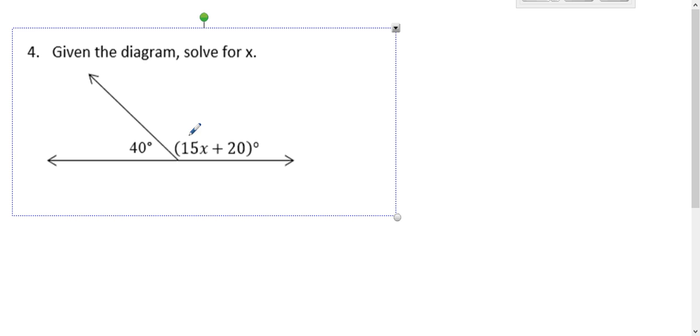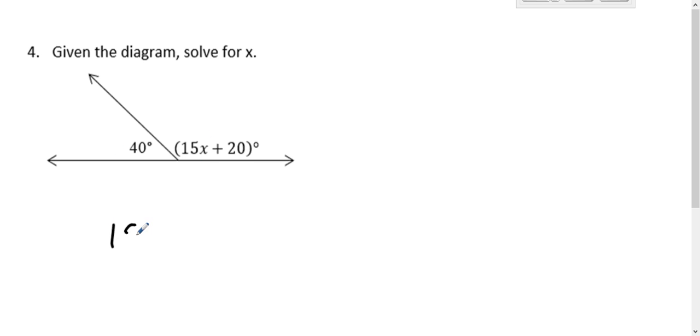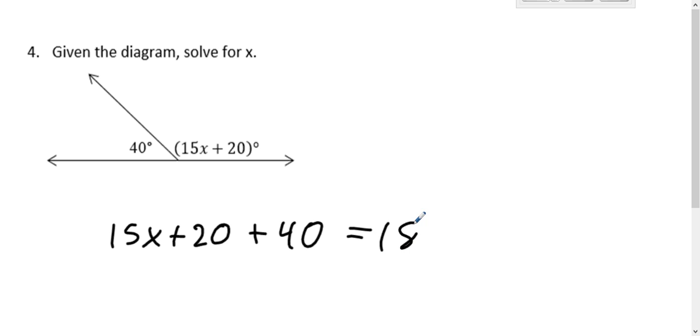In the diagram, solve for x. So looking at the diagram, we can see that those are two angles that form a straight line. That's called a linear pair. And therefore, those two angles are supplementary. They will add to equal 180 degrees.